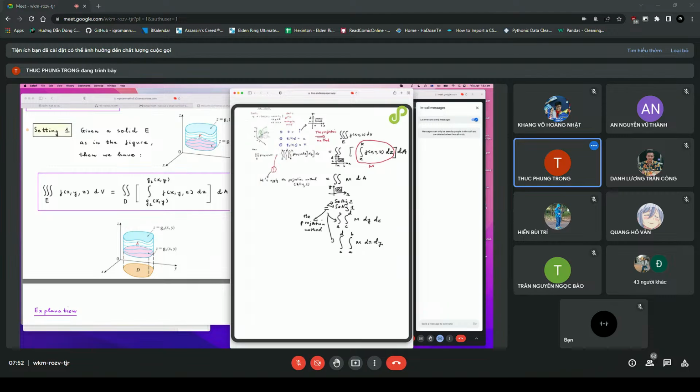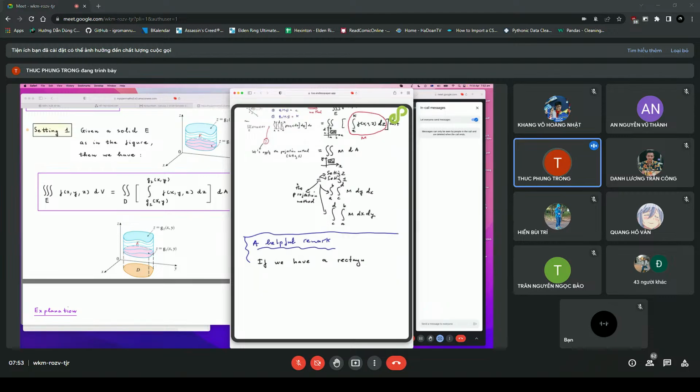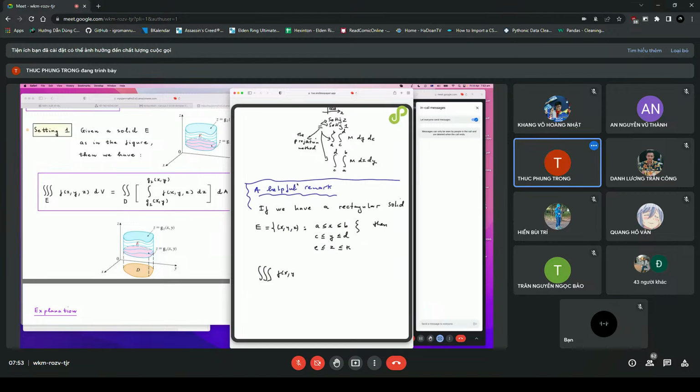A helpful remark. Now, if we have a rectangular solid like this, let's say this is E, then when you integrate any function f over E, you can draw it in any order.